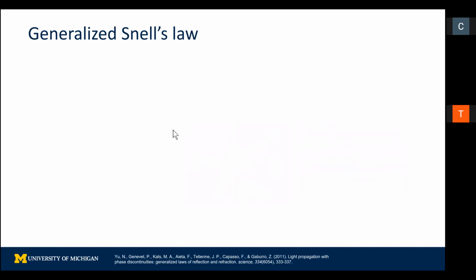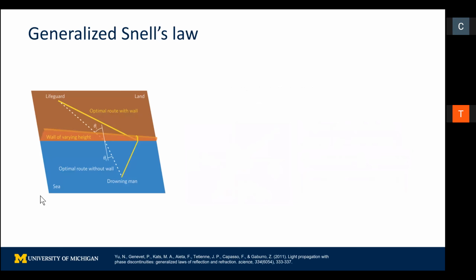Here we need to consider a different situation, where again you are a navigator, and you saw a drowning man in the sea. The difference is that there's a wall at the shore side. The height of the wall is actually varying: at the left side it's higher, and at the right side it's going to be lower.